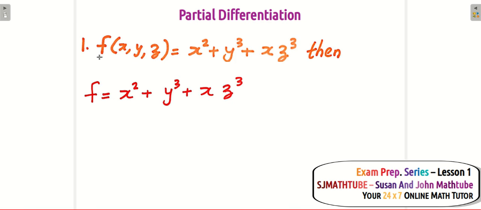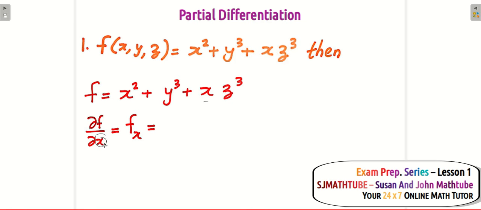Okay, the first thing I want to tell you is, if you want, you can write f as f of x, y, z to be very clear. But if you want, you can just use f, because it's obvious that it's a function in x, y, and z. Now, when I write like this, it means I have to find the partial derivative of f, and I have to treat x as the only variable.